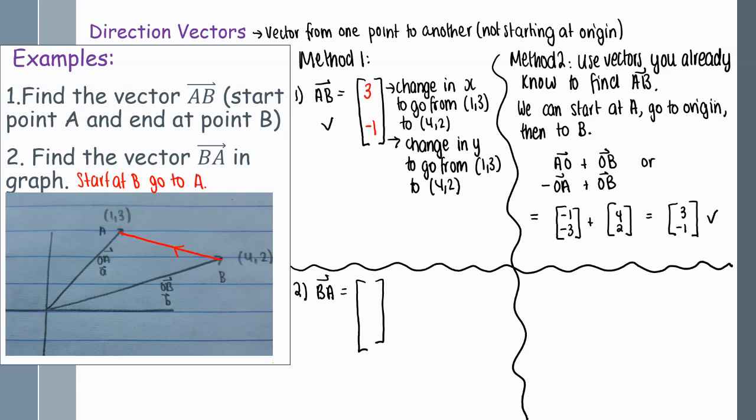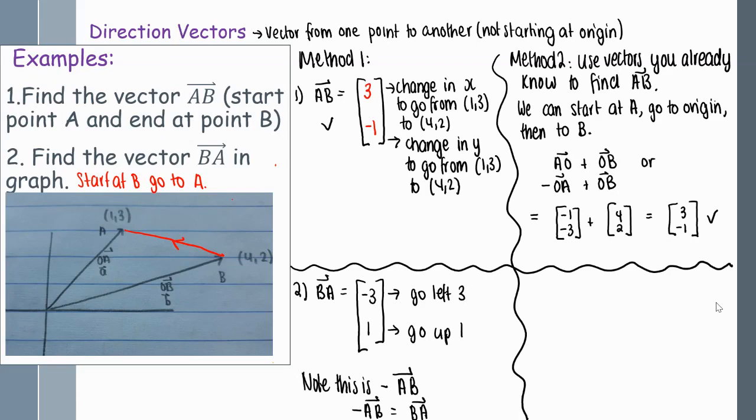Okay, the change in my X going from x equals 4 to x equals 1, so I'm moving 3 units to the left. That means my first component will be -3. The change in y, remember we're starting at y equals 2 and we're going up 1 unit to y equals 3 to get to A. So that change is +1 for my second or my y component of the vector. And notice this is indeed negative of AB.